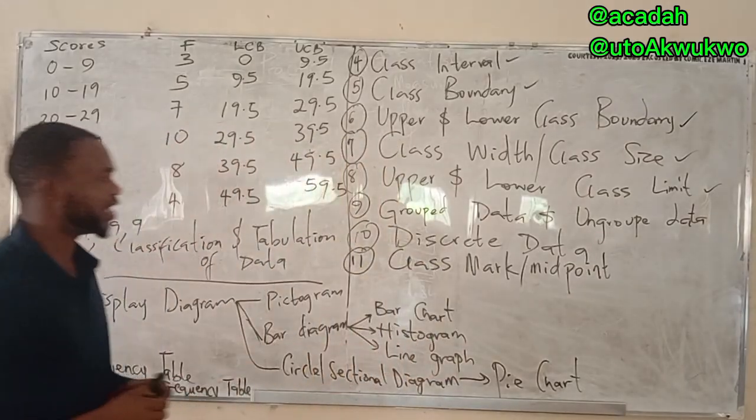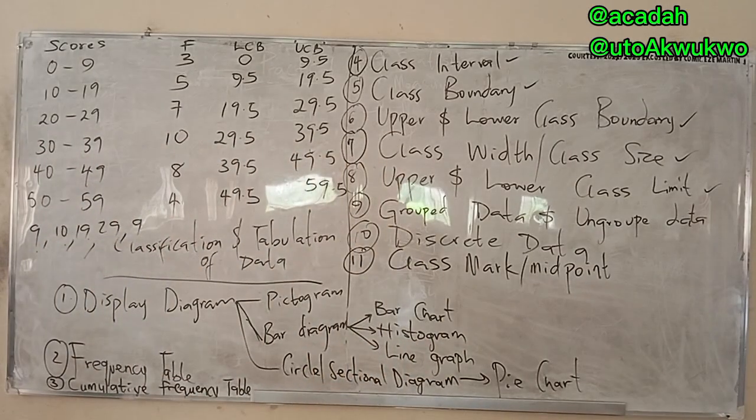So we say that something is grouped data when it has a class. When it has an upper limit and a lower limit, it's grouped data. While if something is given to you without having a class, it is simply ungrouped data.